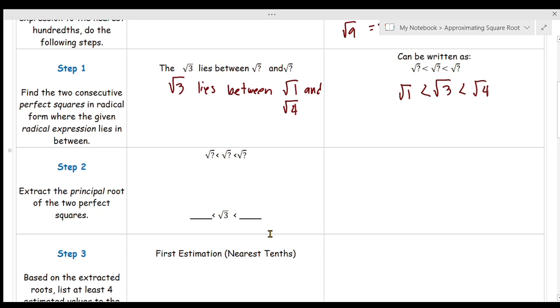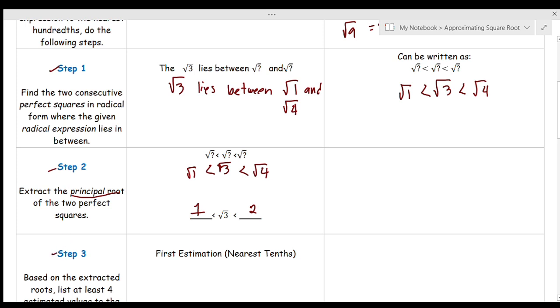So since we all know that the square root of 3 lies between the square root of 1 and the square root of 4, kailangan natin i-extract yung principal root. Pag sinabi natin principal root, these are the positive results of the square root of a number. So we have the square root of 1 is 1, and the square root of 4 is 2. So therefore, the square root of 3 lies between these two integers, 1 and 2. So tapos na tayo sa step 1, tapos na din tayo sa step 2. Now, next is step number 3.